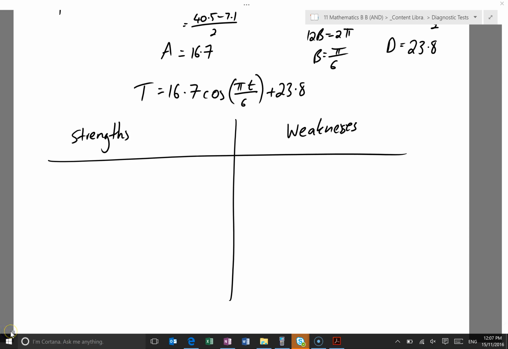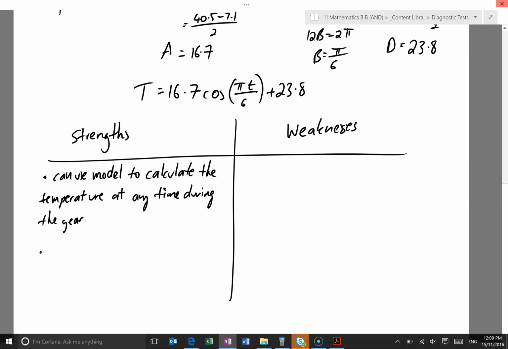Make a little table. Strengths is that we can obviously use it to calculate the temperature at any time. And it's also good that we had exact values for the start and the middle of the year. So we used exact readings for the start, middle, and end.